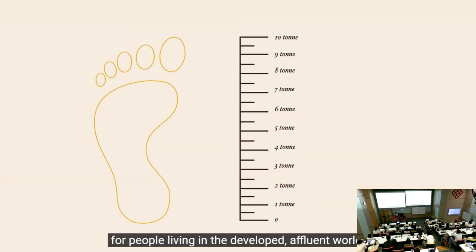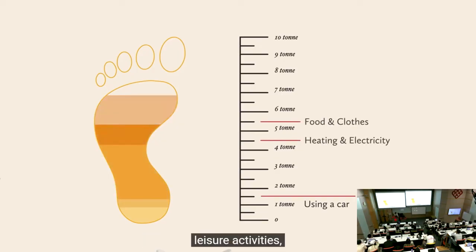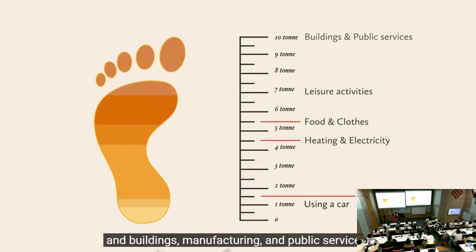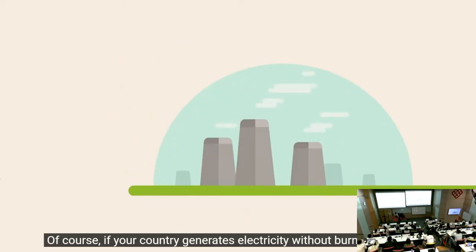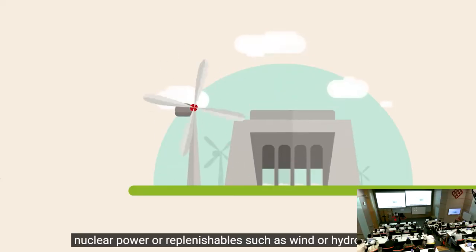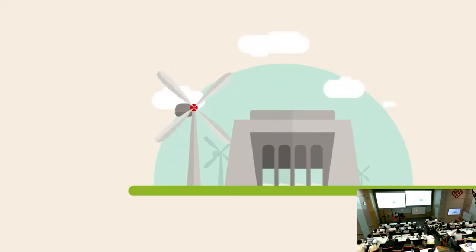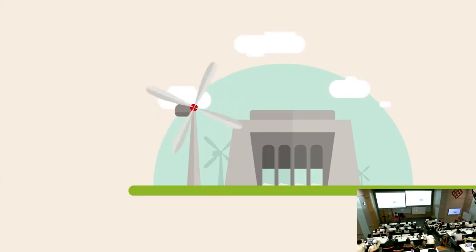For people living in the developed, affluent world, the 10 tons is made up of using a car, flying by air, heating and electricity in the home, clothes and food, leisure activities, and buildings, manufacture and public services generally. Of course, if your country generates electricity without burning fossil fuel, for example nuclear power or renewables such as wind or hydro, your carbon footprint will be reduced. Can you think of ways you might reduce your own personal carbon footprint? Pause the video whilst you think.